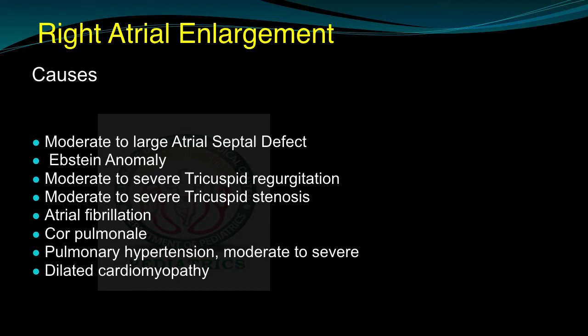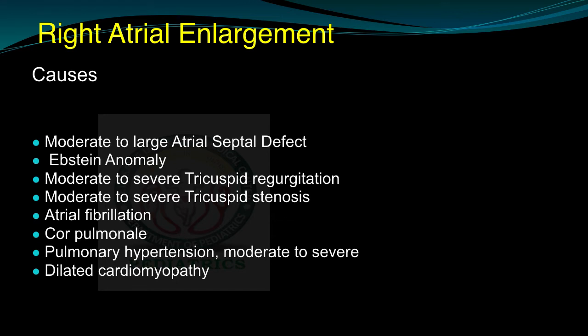Then you have your atrial fibrillation, your cor pulmonale or right-sided heart failure, also your pulmonary hypertension, moderate to severe, wherein the PA pressure is approximately 60 to 100 millimeters of mercury. And also your dilated cardiomyopathy can also cause your right atrial enlargement.